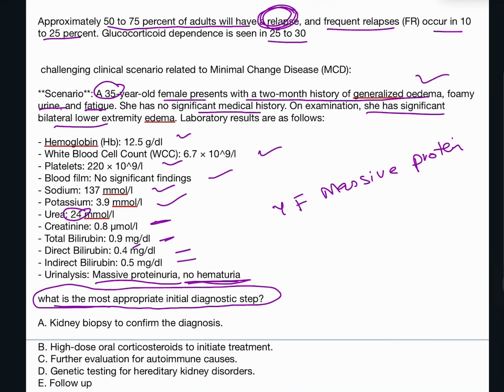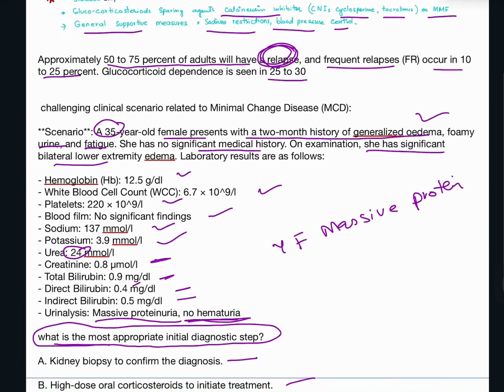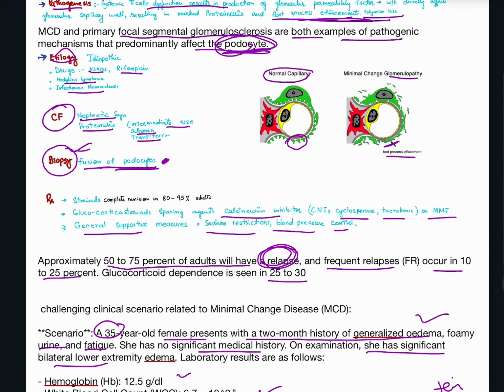So it's a young female with massive proteinuria. The options are kidney biopsy to confirm the diagnosis, high dose corticosteroids to initiate treatment, further evaluation for autoimmune causes, genetic testing for hereditary kidney disorders, or follow up and do nothing. The answer is a kidney biopsy to confirm the diagnosis. As we have discussed earlier, in the cases of adults, we have to do a renal biopsy to confirm the diagnosis, and the pathognomonic feature is a fusion of podocytes.